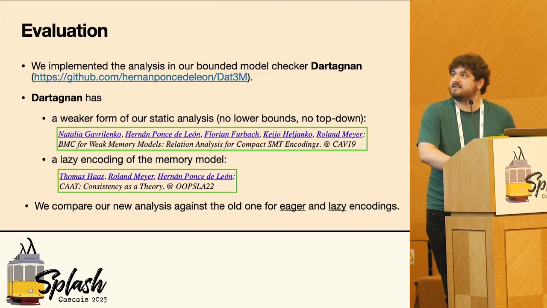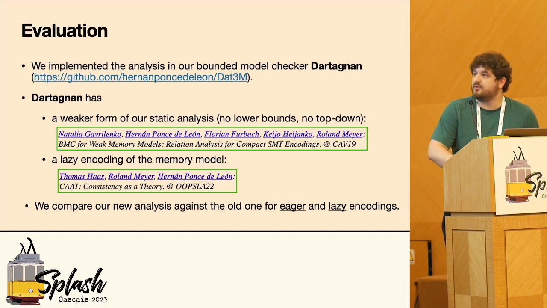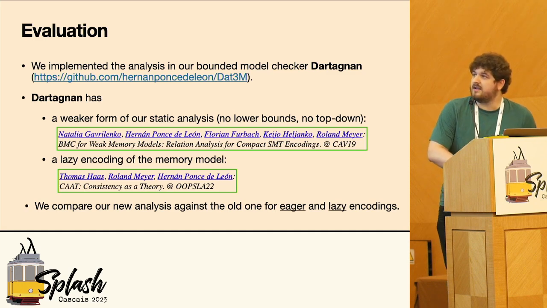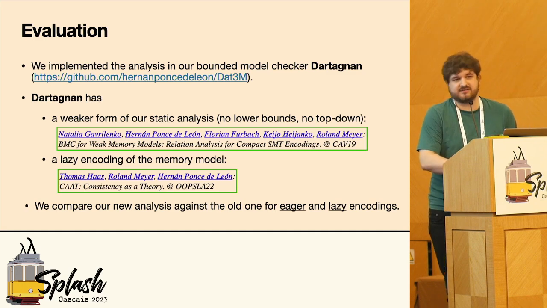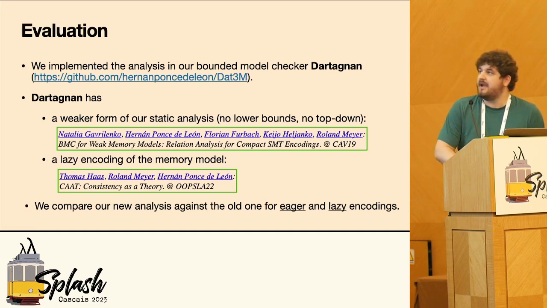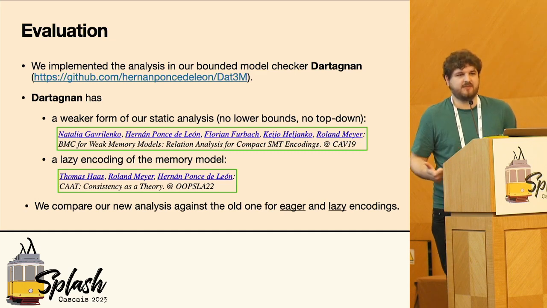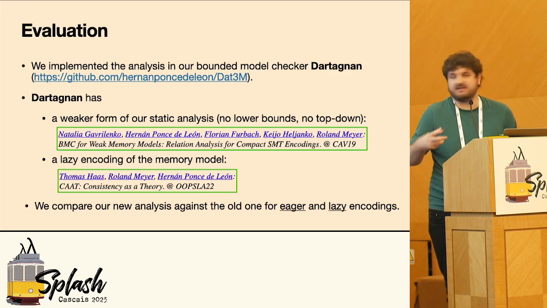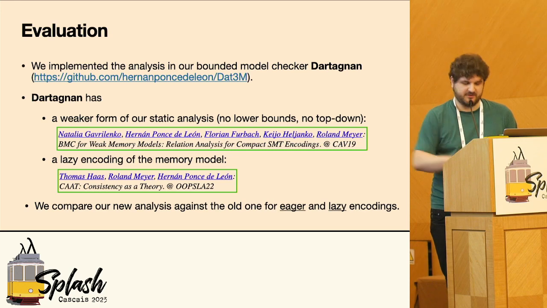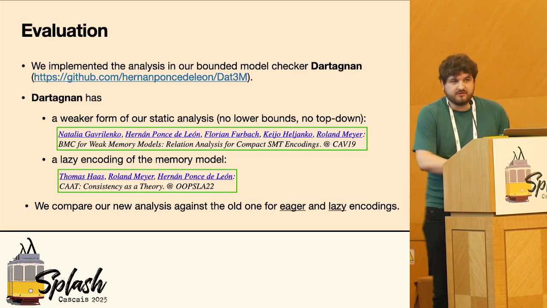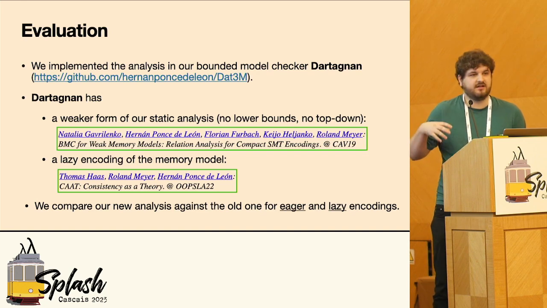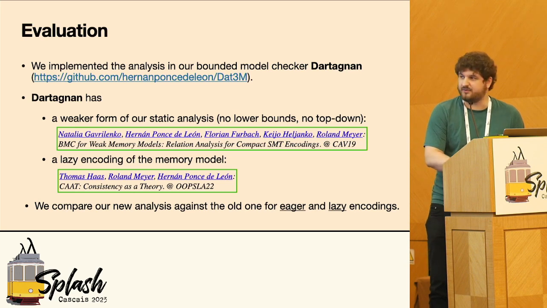We've implemented the analysis in our bounded model checker, Dartagnan, which takes these memory models as an input in addition to the program. And Dartagnan already has some static analysis because without any static analysis, solving the problem is not going to work at all. But this older static analysis was not founded on abstract interpretation, so it was ad hoc. It had no lower bounds, and it did not have the idea of propagating information top-down, just bottom-up. And it has two different solving strategies, one which generates a full encoding, and one which generates an encoding iteratively in a lazy way.